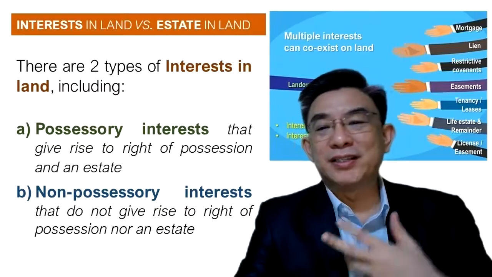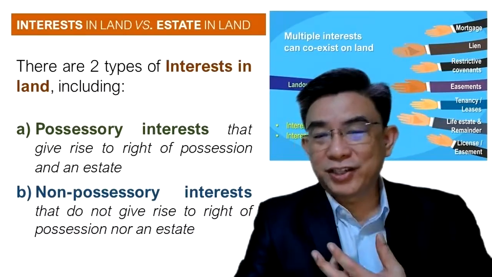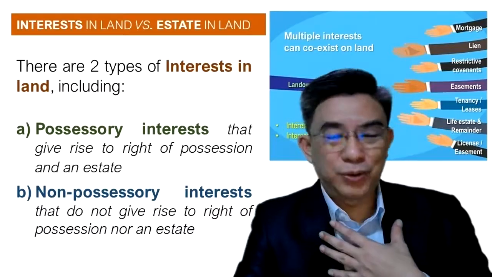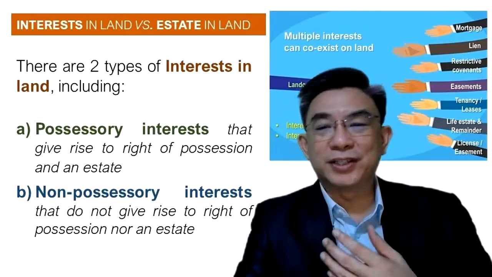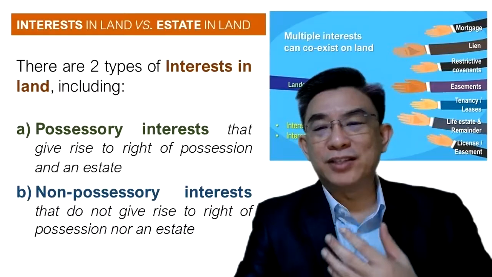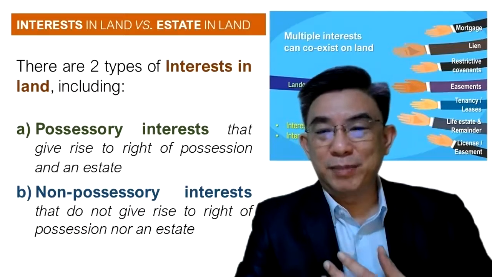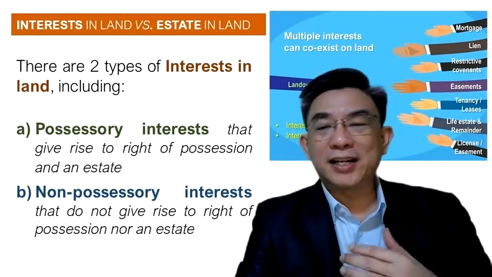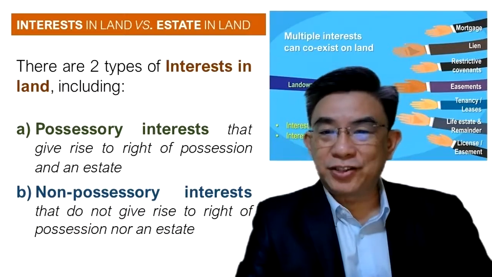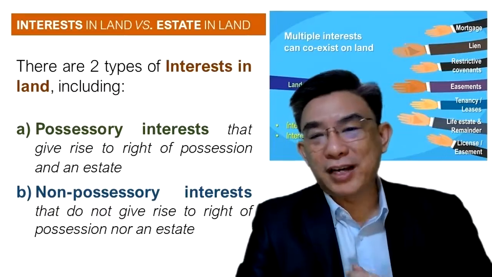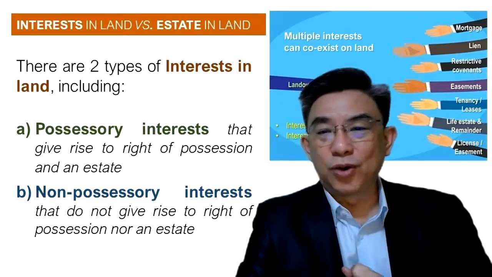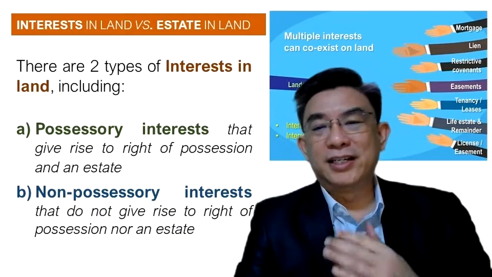Now, one type is possessory interest. That means the interest that comes with possession, the right of possession, and also gives rise to an estate in land, meaning you become the owner. Another type is non-possessory interests, which do not give rise to the right of possession nor an estate in land.